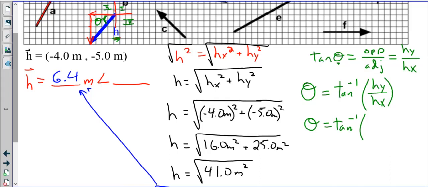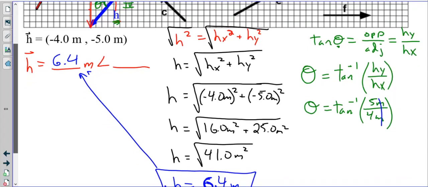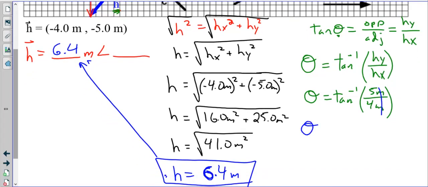So I often don't plug my negatives into this. I just do the actual pure math. So it's 5 meters divided by 4 meters. The units should cancel out altogether. If you do the inverse function of 5 divided by 4, do 5 divided by 4 first in your calculator. And so you'll probably get something like 1.25 if I'm not mistaken.